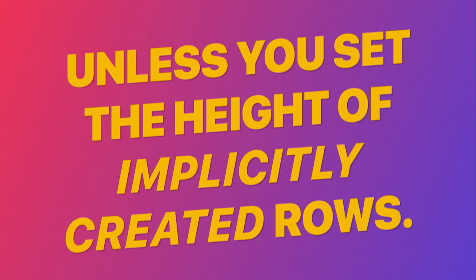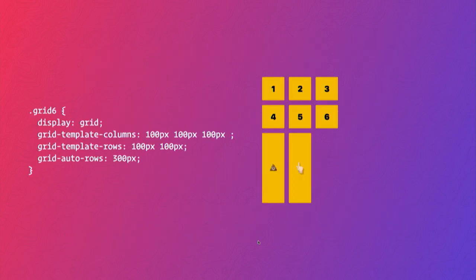However, you can also set the height of the implicitly created rows. And that's with another new property to CSS that's called grid auto rows. Here we have the 100, 100, 100, and then the 100, 100 for rows. And then we have this new property here. It's called grid auto rows. And that says any rows that are implicitly created, make them 300 pixels. So if I had four extra items instead of 2, then I would have 2 rows that were 300 pixels high.